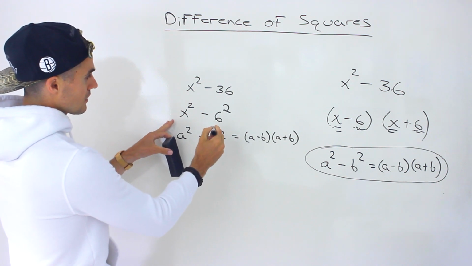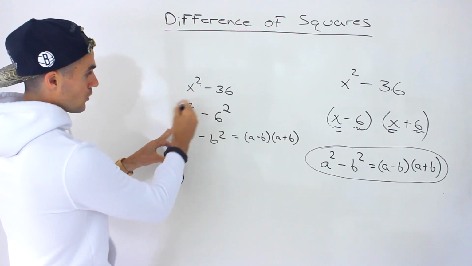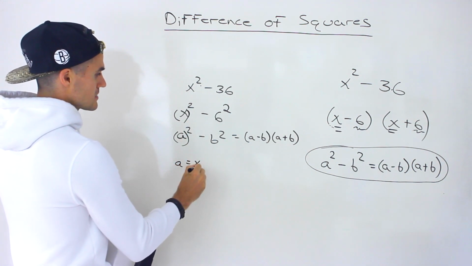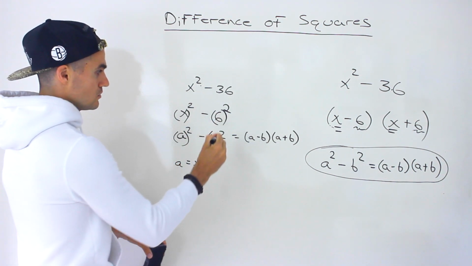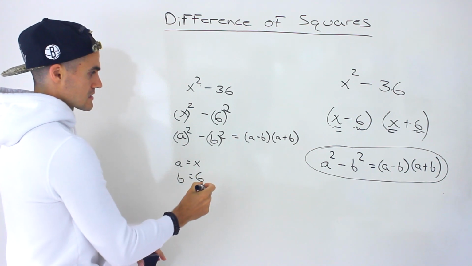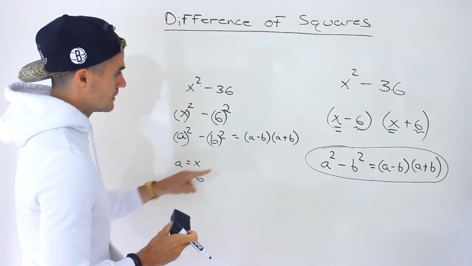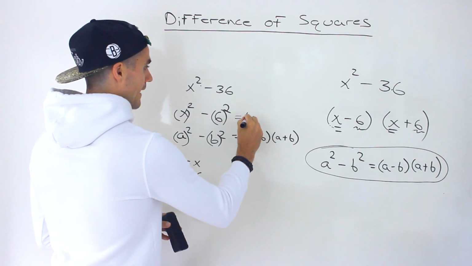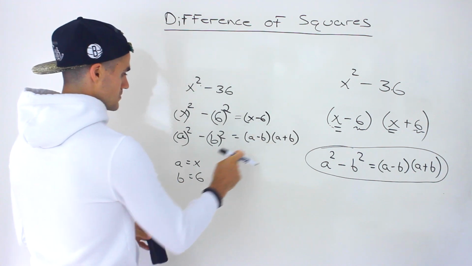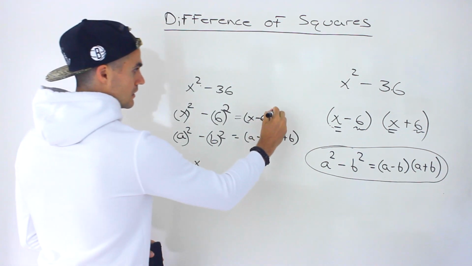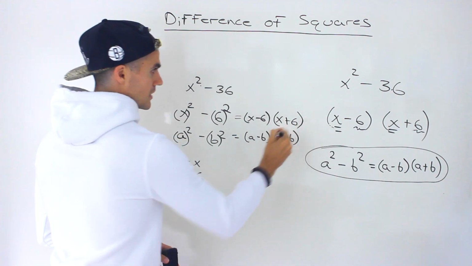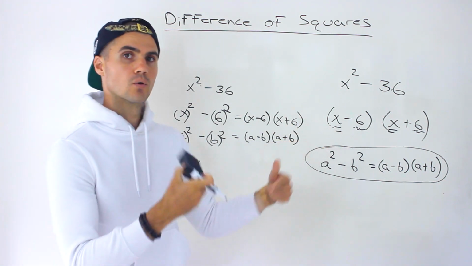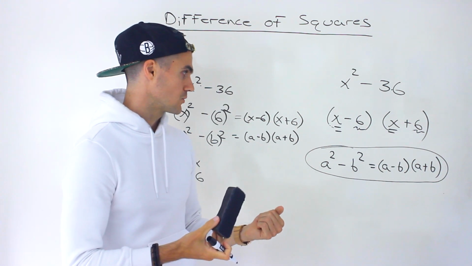So notice here, we took this, rewrote it in this format, and now notice that the a value we could tell is x in this case, the b value is 6. So then all we have to do is plug these into that formula. And so what would we end up with? x minus 6, x plus 6, a minus b, a plus b, like that. Exactly what we got when we did it the decomposition way.